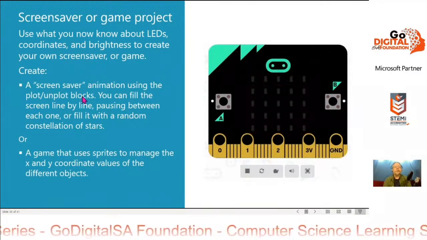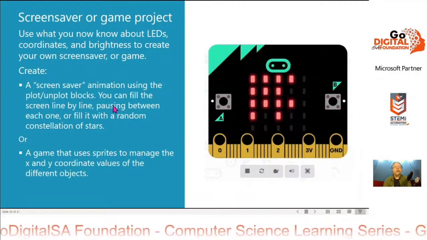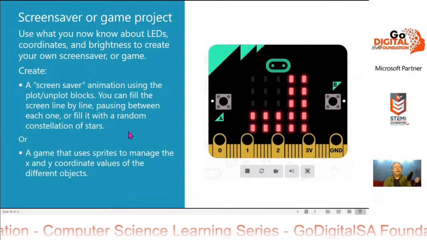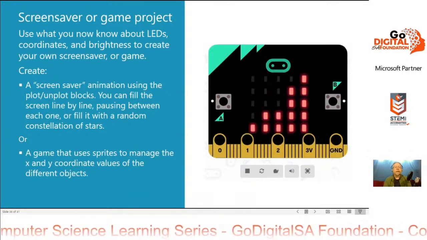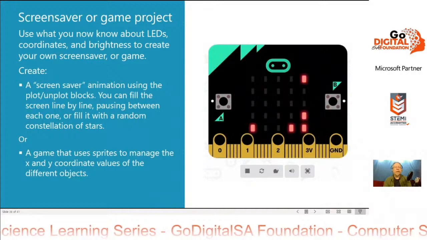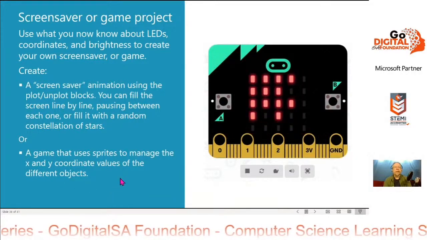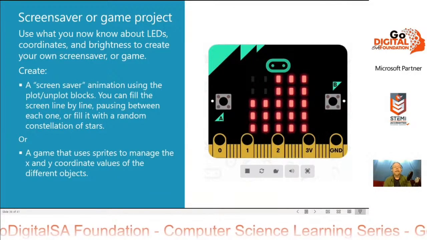So you create a screensaver animation using the plot, unplot blocks. You can fill the screen line by line, pausing between each one, or fill it with a random constellation of stars. Or you can create a game that uses sprites to manage the X and Y coordinate values of the different objects.